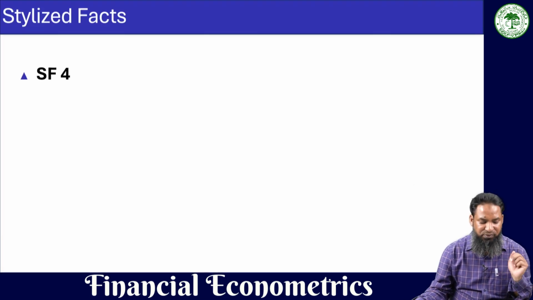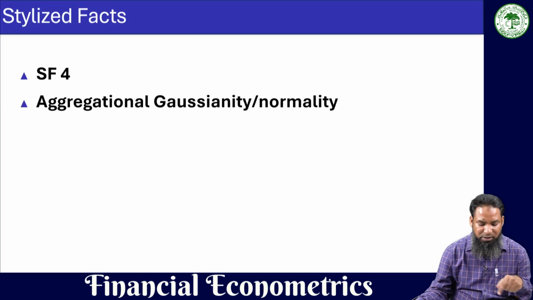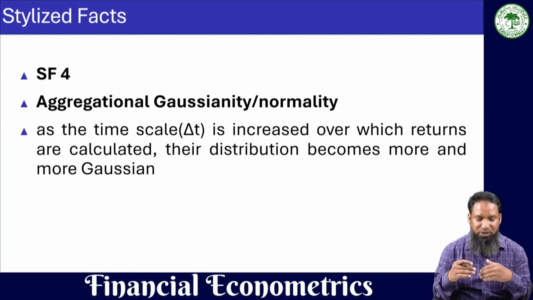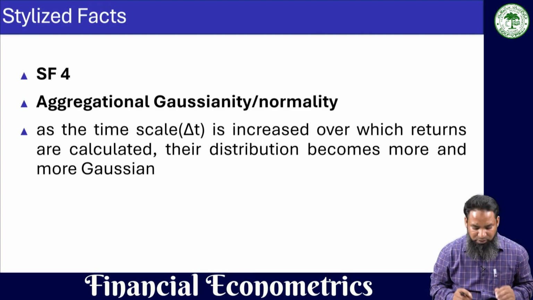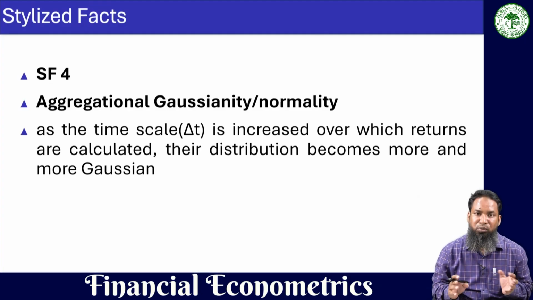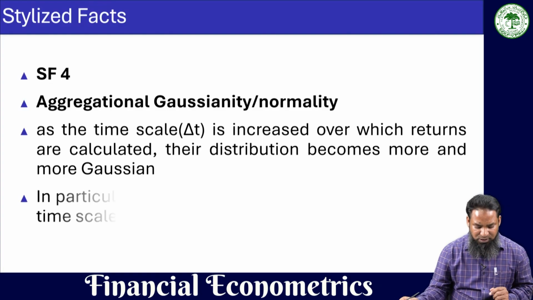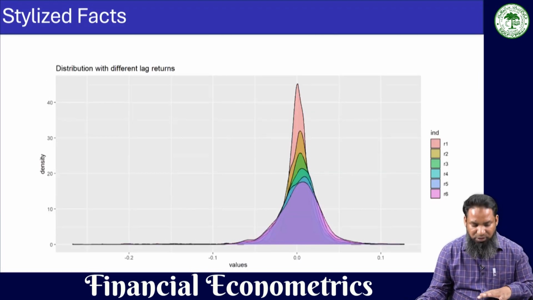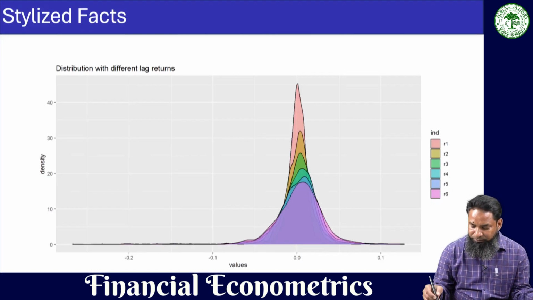The fourth stylized fact is aggregational Gaussianity, or normality. What do we mean by that? As the time scale between the two observations is increased, over which returns are calculated, their distribution becomes more and more Gaussian. To understand this, let us observe the distribution with the different lags.